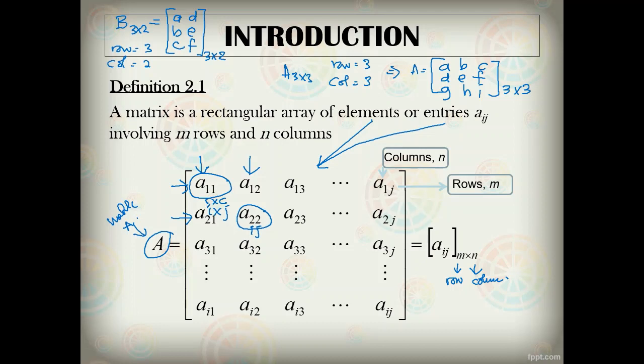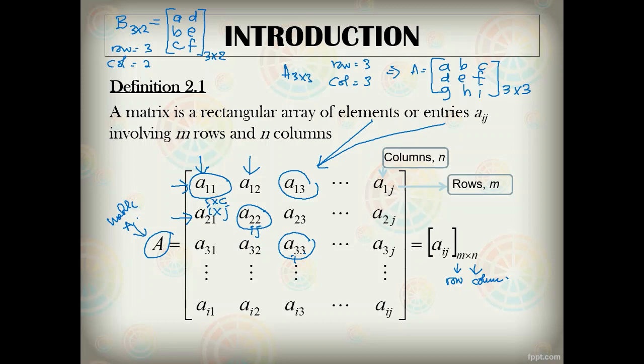This element is element 3 3, because the i, which is the row, is the third row, and the j is the third column. So it is third row, third column. And this one is element a 1 3, because it is in the first row and the third column.